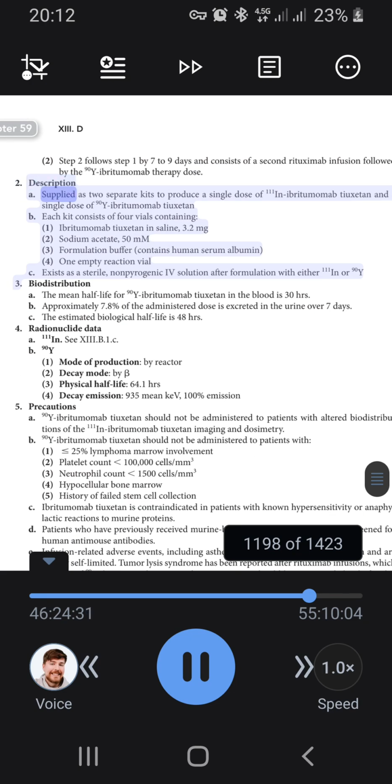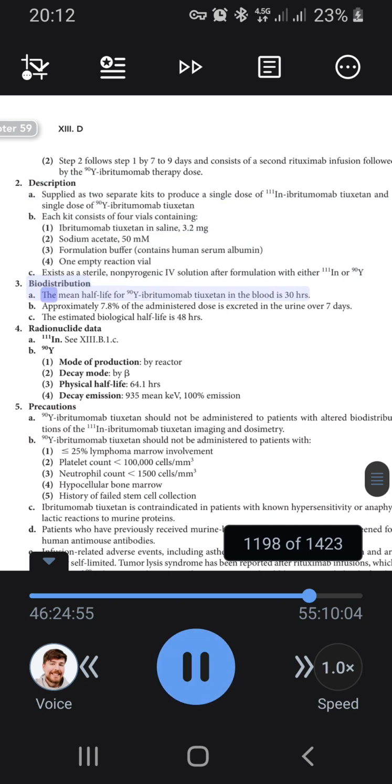2. Description. A. Supplied as 2 separate kits to produce a single dose of indium-111 ibritumomab tiuxetan and a single dose of yttrium-90 ibritumomab tiuxetan. B. Each kit consists of 4 vials containing 1 ibritumomab tiuxetan and saline, 3.2 mg, 2 sodium acetate, 50 mM, 3 formulation buffer containing human serum albumin, and 4 1 empty reaction vial. C. Exists as a sterile, non-pyrogenic IV solution after formulation with either indium-111 or yttrium-90.